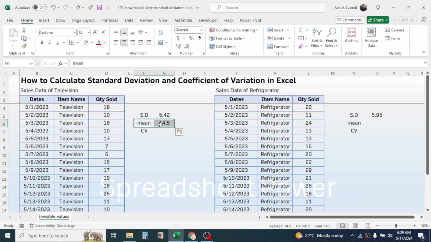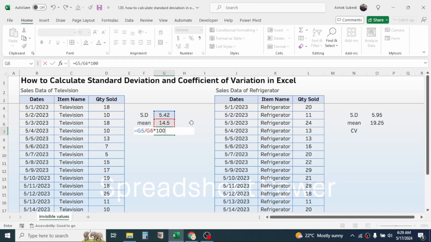Now simply copy this and paste it here, which will calculate the mean value for this data set. And here to calculate the coefficient of variation, press equal to, click on standard deviation, divided by, click on the mean value, multiplied by 100. This multiplication by 100 is to convert it into a percentage. Now the coefficient of variation is 37.38% for this data.